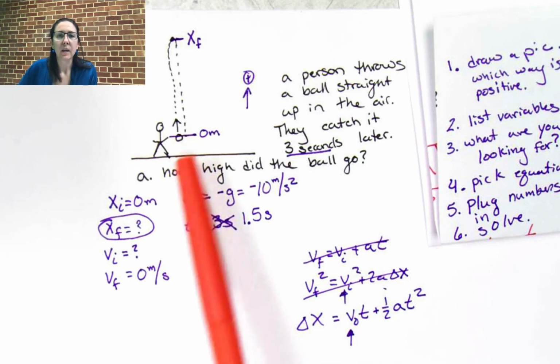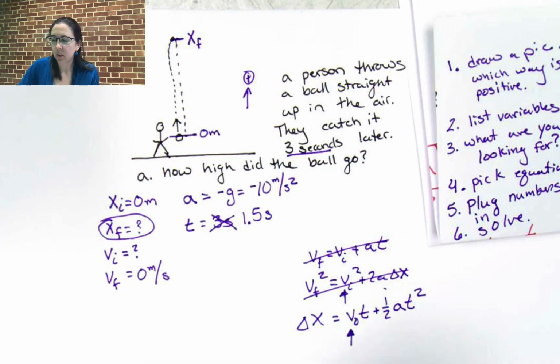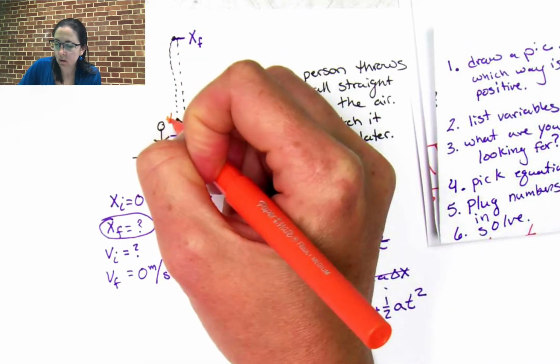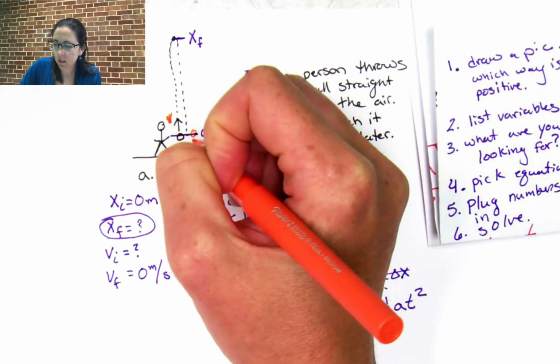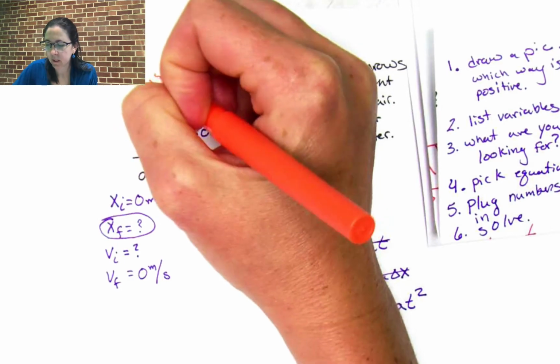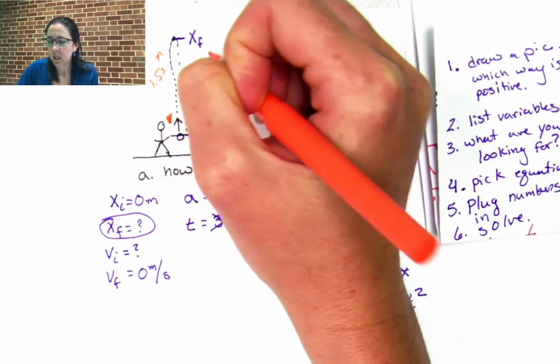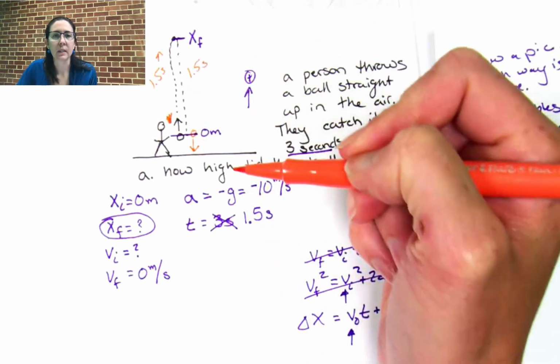Right? Come back to this. The ball goes up and it comes back down. The velocity with which it's thrown here is going to equal the velocity with which it's caught down here. It takes 1.5 seconds to go up. It takes 1.5 seconds to go down. It travels the same distance.